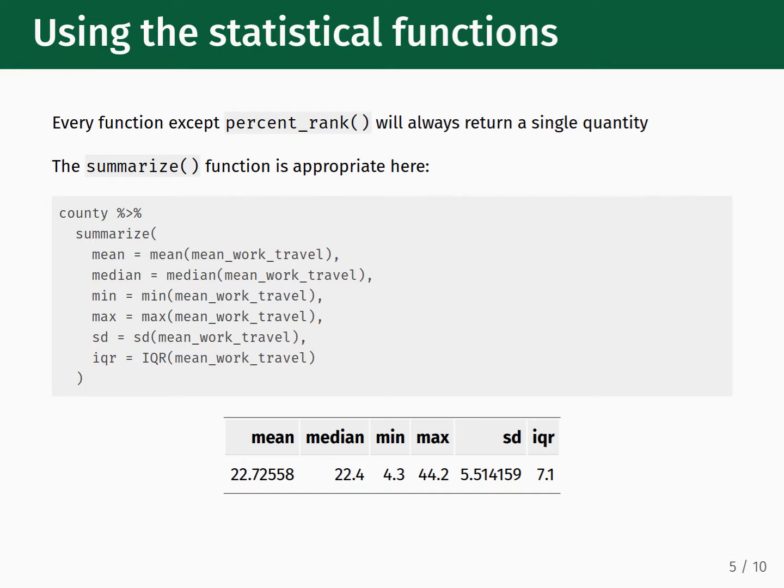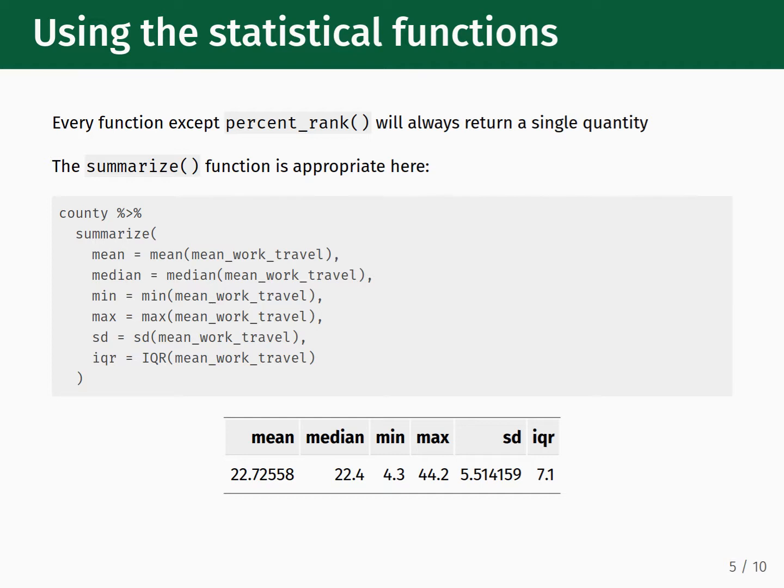When you run this code block, you will get a table as output. For this dataset, we find that the average travel time to work across all counties is 22.7 minutes, while the median is 22.4 minutes, which are close as is expected for a symmetric dataset. The minimum average work travel time is 4.3 minutes, while the maximum is 44.2 minutes. The standard deviation is 5.5 minutes, while the interquartile range is 7.1.